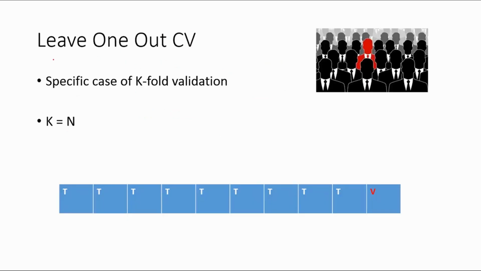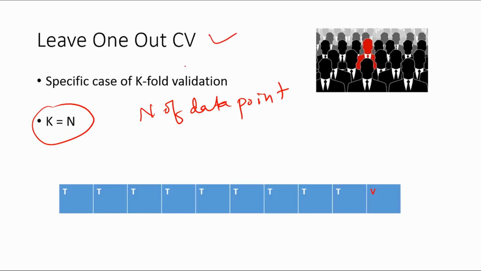The next one is leave one out cross validation. It is a special case of the KFold cross validation when k equals n. So n is nothing but the number of data points in your sample. When the total number of splits that you are going to have is exactly equal to the number of data points in your sample, we call that the leave one out cross validation technique.